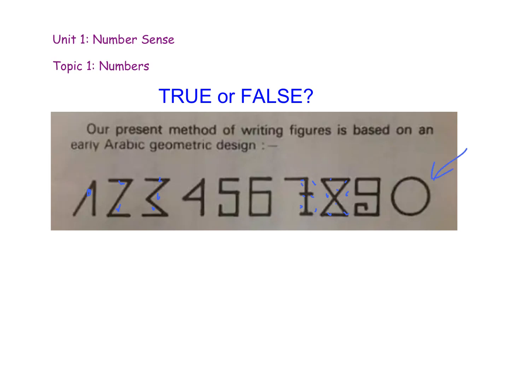And of course for 0, 0 is the only one without any straight lines. So 0 doesn't have any angles, and that also represents the value of that number. So believe it or not, it's an interesting idea, and it may or may not be where our number system came from.